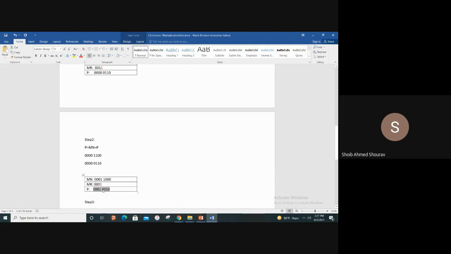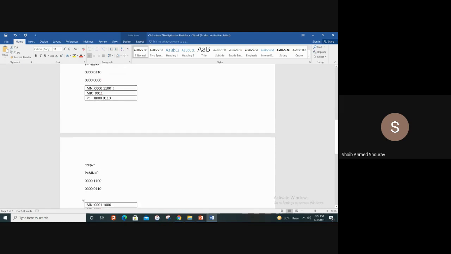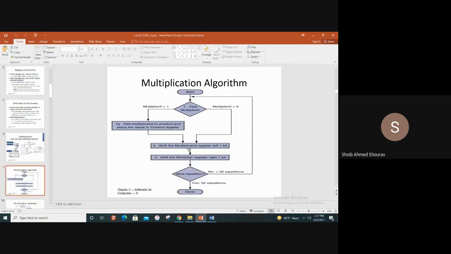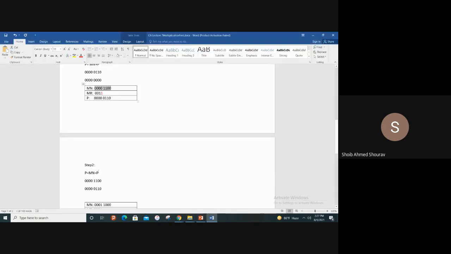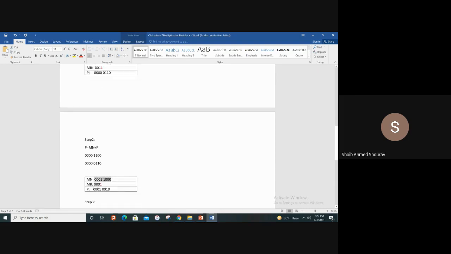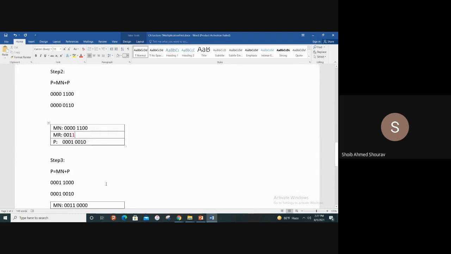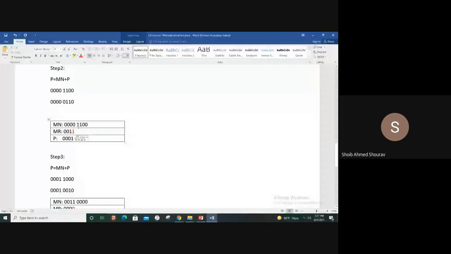And if this is our new product register, then what we are going to do? After the addition we have to shift left mn, shift right multiplier. So this was our mn and this is our mr. We are going to shift left this mn one time. To do that, we are going to remove this 0 from the left, add a 0 at the right, remove this 1 from the right, add a 0 at the left. So is it clear? Please respond.